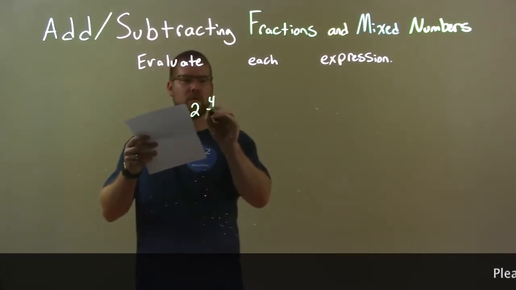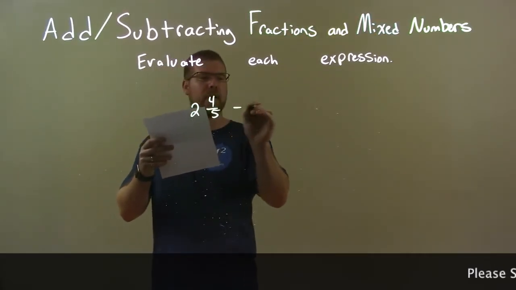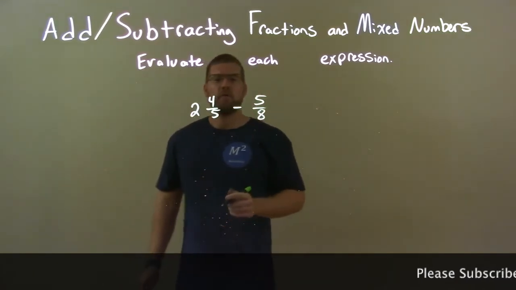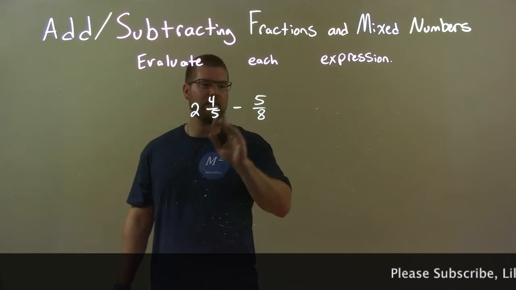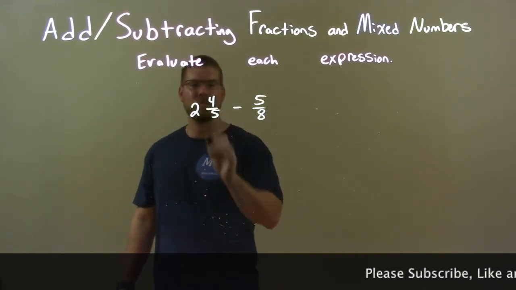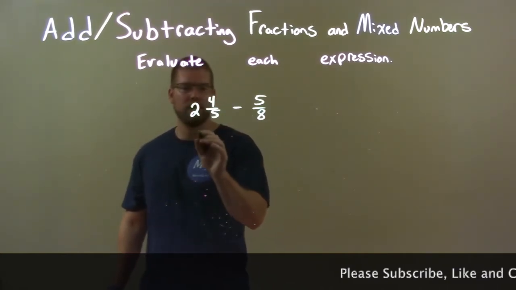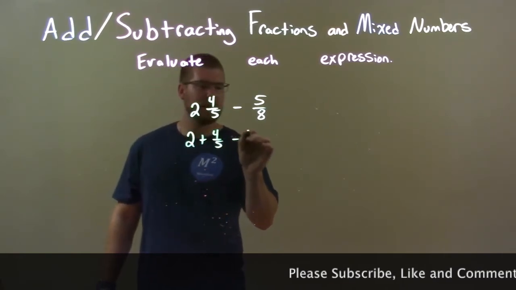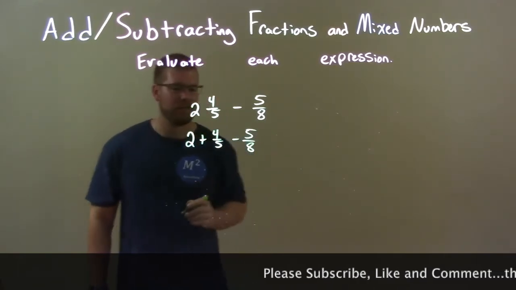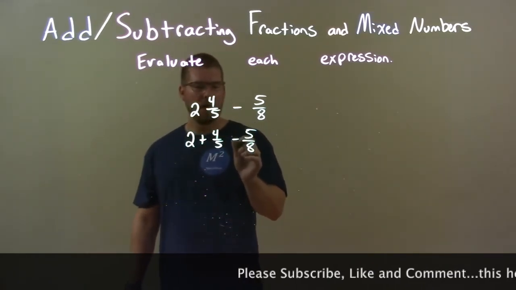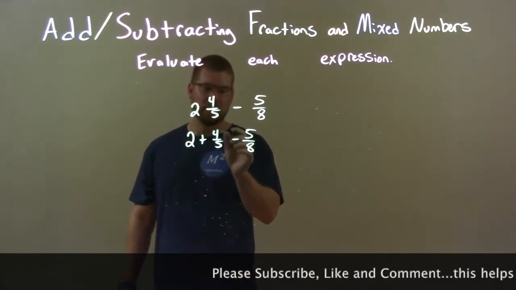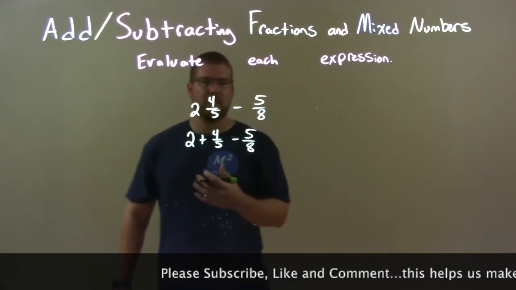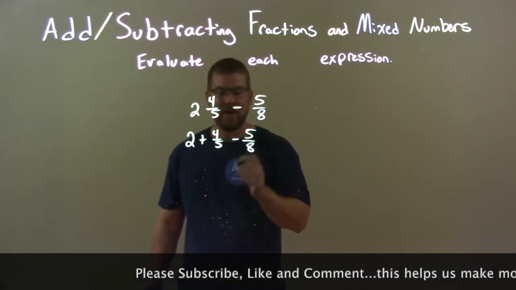2 and 4/5 minus 5/8. Okay? Well, the first thing I want to do, when I subtract these, is break this mixed fraction down to be a whole number and a proper fraction. So we have 2 plus 4/5 minus 5/8. Okay? So now all we have to do next is subtract these fractions. To do that, we have to make them have the same base.